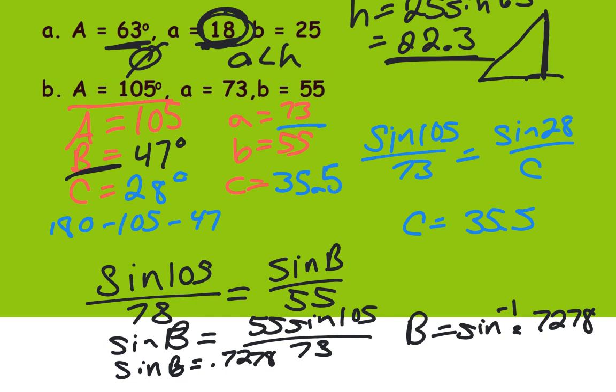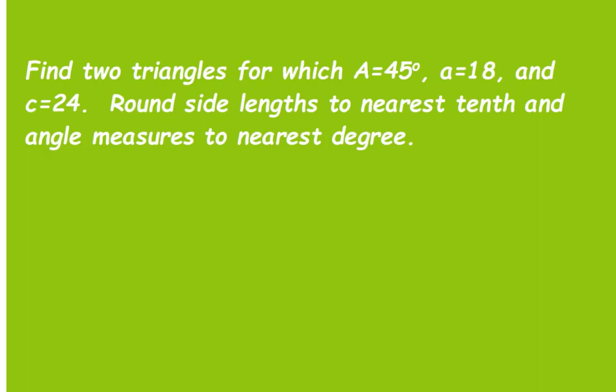Again, longest side, largest angle; shortest side, smallest angle. Alright, so this one straight up tells us that there's going to be two triangles, but we're going to say that you didn't know that to begin with. And here's A, B, and C.